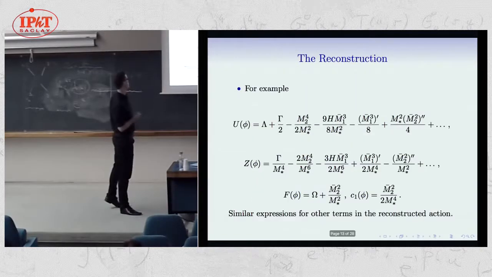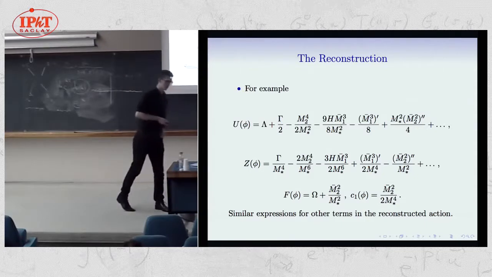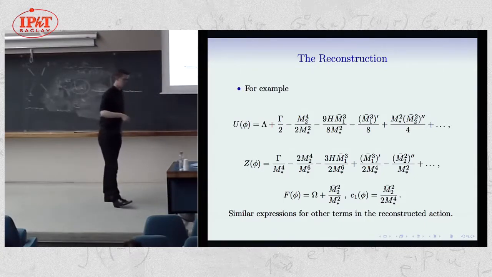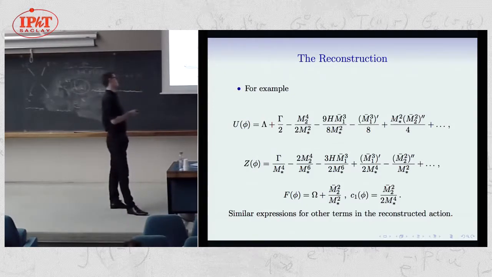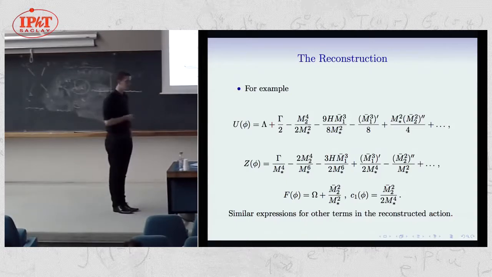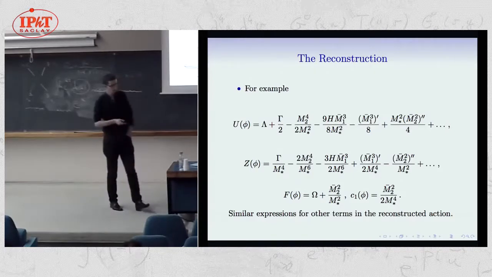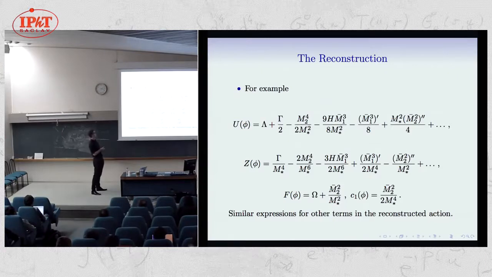Okay, so just to show you in more detail what this is like. So you have U of phi, Z of phi, F of phi, C1 of phi. I should say, in one of the original papers on this by Giulio Gubitosi and others, there was a similar calculation, but the covariant action that they arrived at was not Horndeski. So it wasn't guaranteed to be stable. And this was also done in a slightly different way, but we'll come to that. But anyway, we have lambda, gamma, m2 to the 4, m-bar 1 cubed.